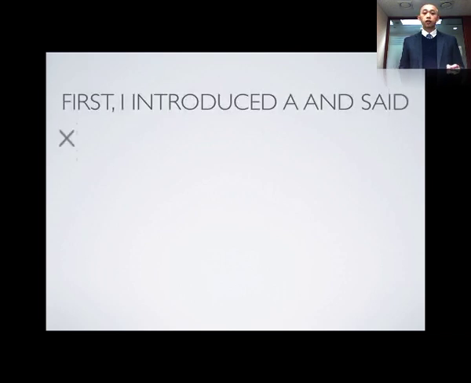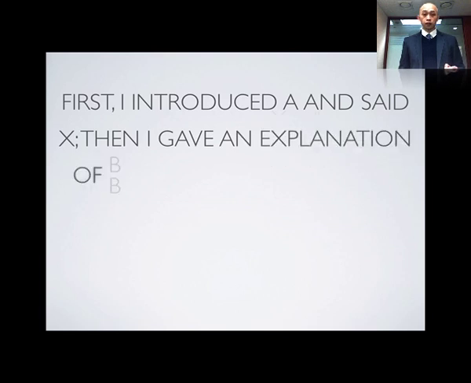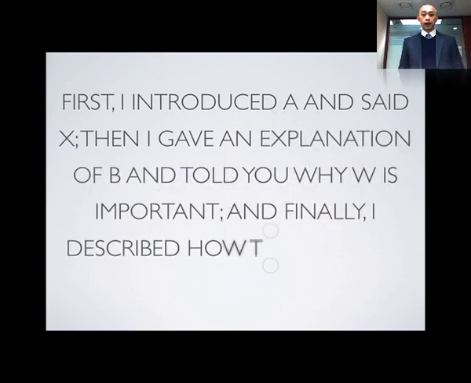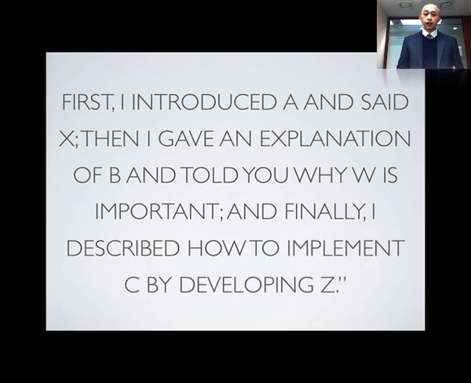Then you're going to summarize the main points of your presentation, like this. First, I introduced A and said X. Then I gave an explanation of B and told you why W is important. And finally, I described how to implement C by developing Z.